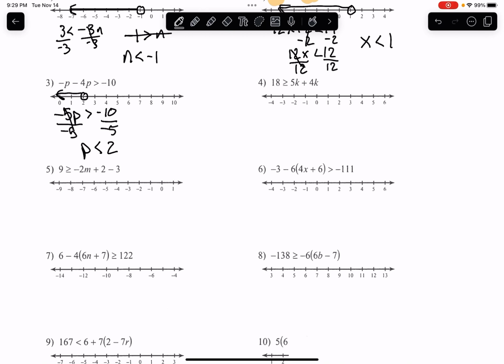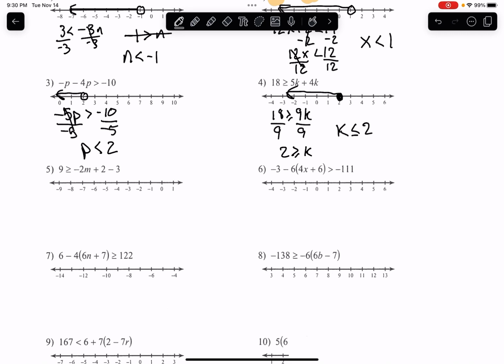On to number 4, like terms. We have a 5k and a 4k. So 18 is greater than or equal to 5k's plus 4k's is 9k. Divide by 9, and 2 is greater than or equal to k. So we want to turn this around so we can use our arrow trick. That'll give us k is less than or equal to 2. So we're going to draw our closed circle at 2, and everything less than that is what we want. Smaller than 2, smaller than or equal to 2.